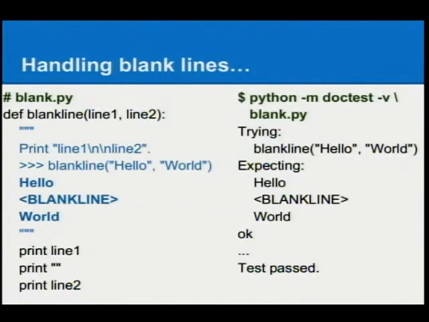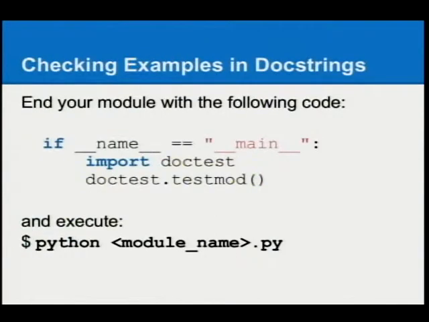And sometimes you might need to write a blank line. How do you do that? You can use an uppercase blank line to represent the blank line. So, 1 minute. So to make it easier, you can import doctest in your module's main function. So you can just execute your module with Python, and the test is running.